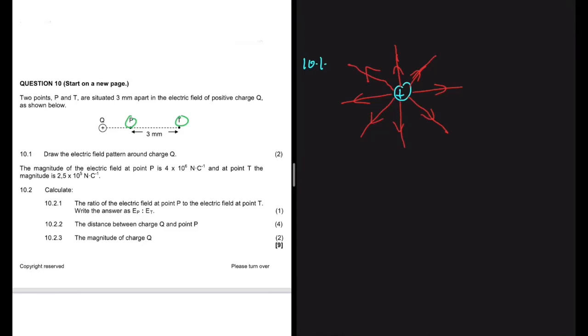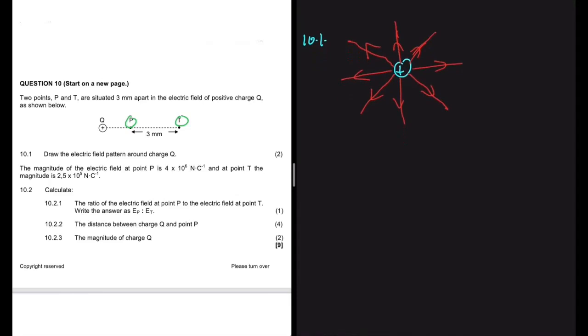So we are told now that the magnitude of electric field at point P is 4 times 10 to the power 6 newtons per coulomb. So for the sake of clarity, let's just write that down before we solve any problems. So we're saying that the electric field at P, we're calling that EP, is equal to 4 times 10 to the 6 newtons per coulomb, right?